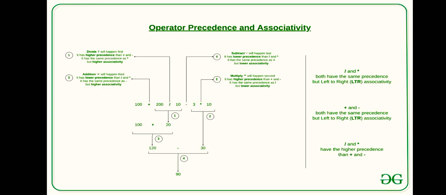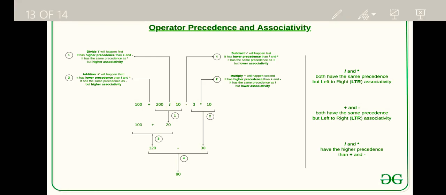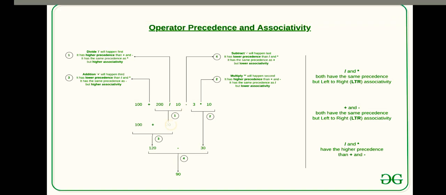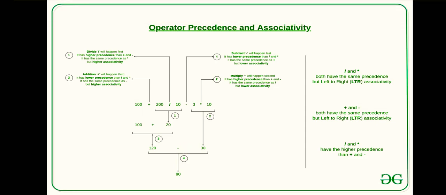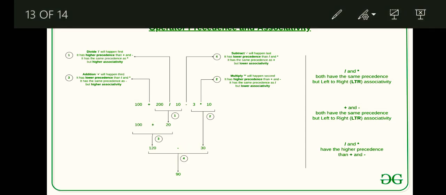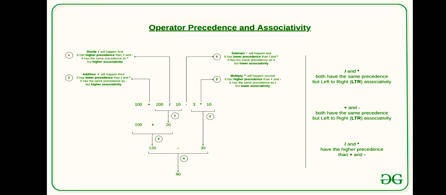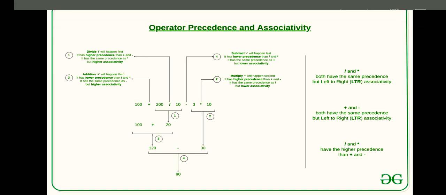As the associativity for multiplication and division operators is from left to right, we are going to evaluate the leftmost operator first. So 200 divided by 10 we get 20, and then we go with the multiplication, 3 into 10, as 30. Then we have subtraction and addition here. As addition and subtraction operators also follow left to right associativity, first we add these and get 120 and then subtract to get 90.